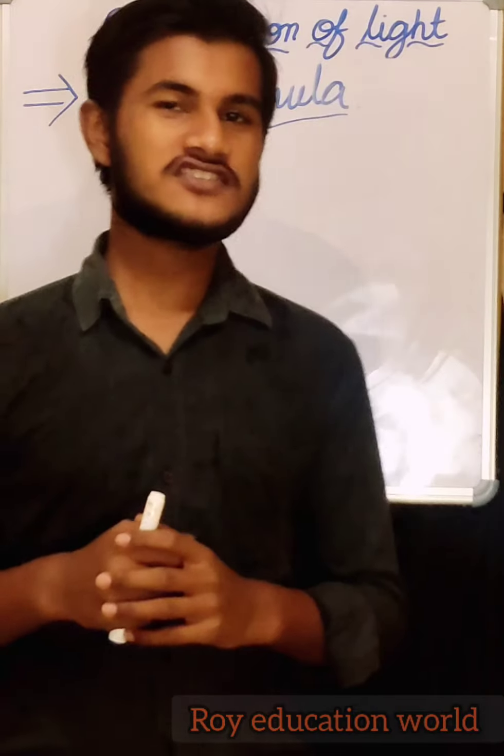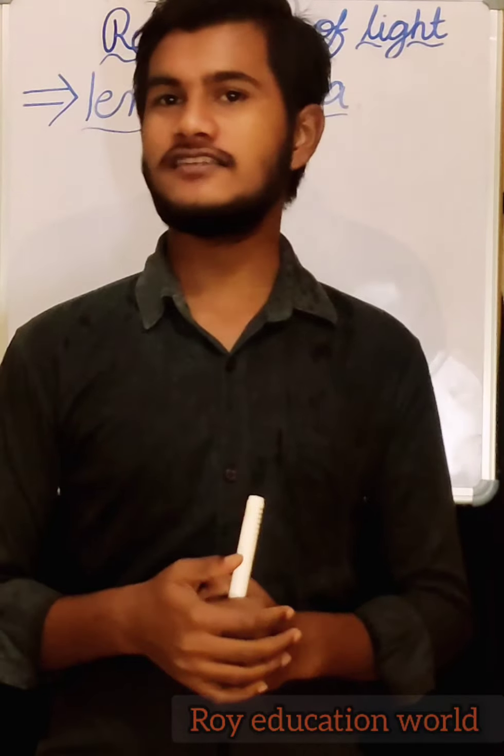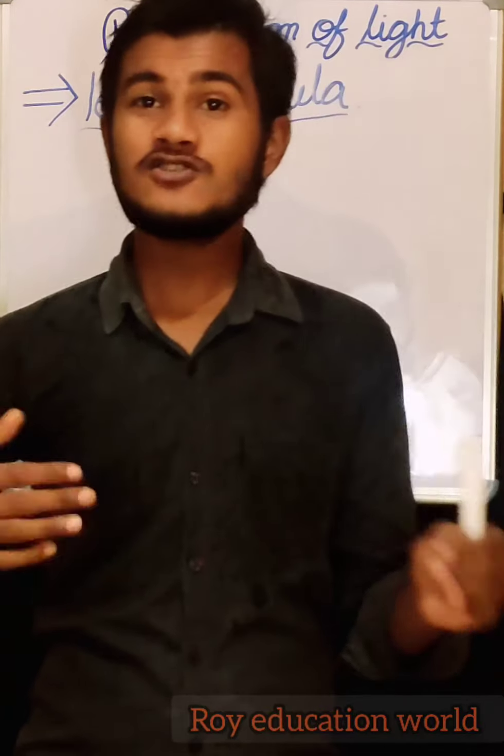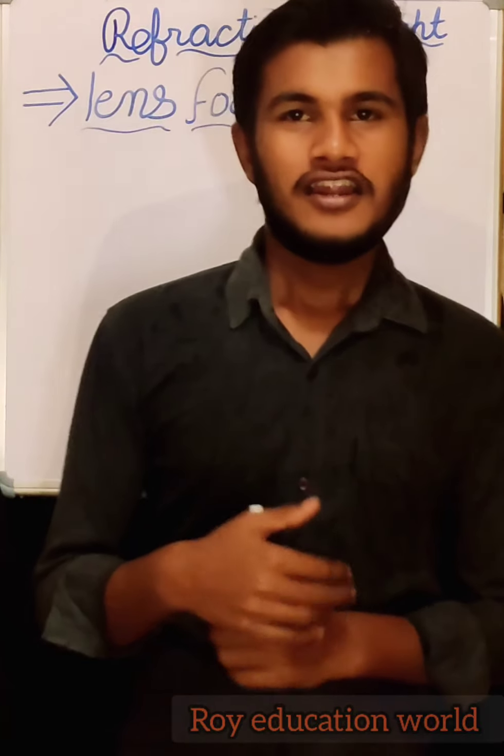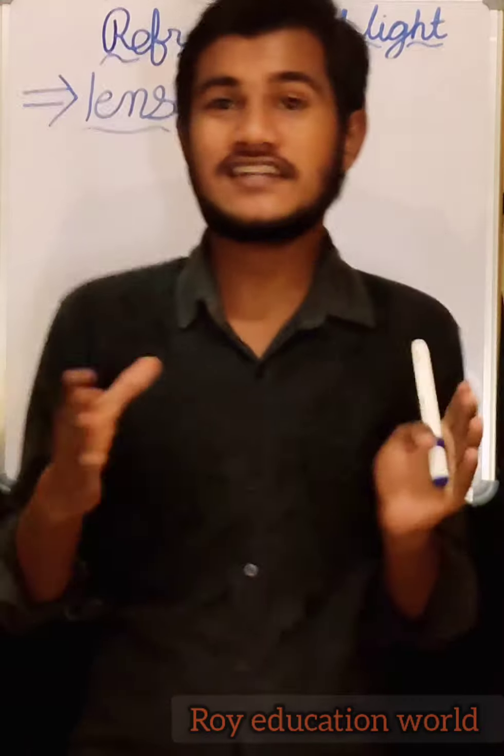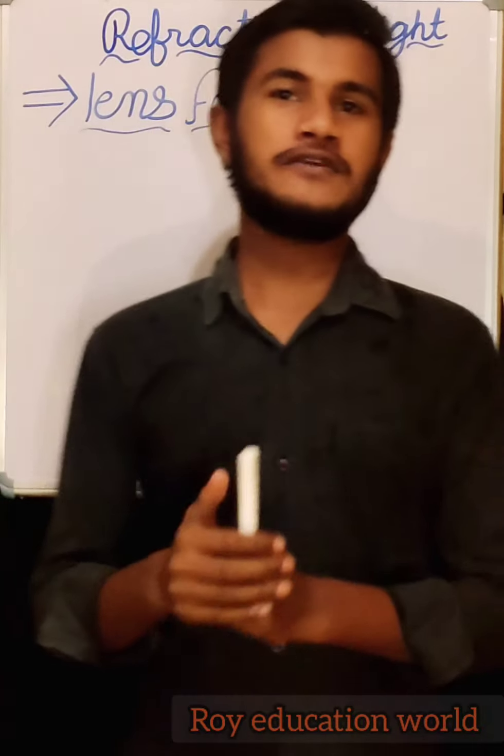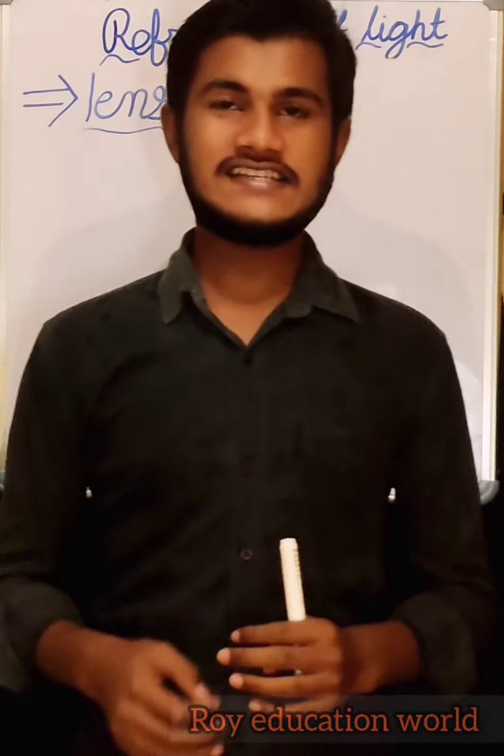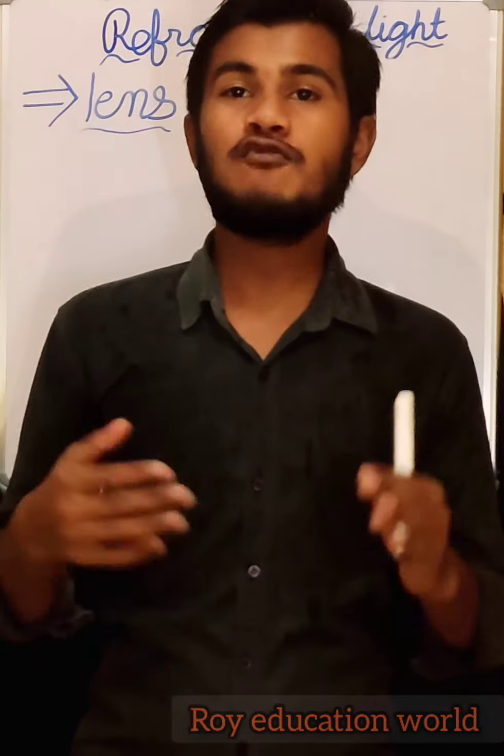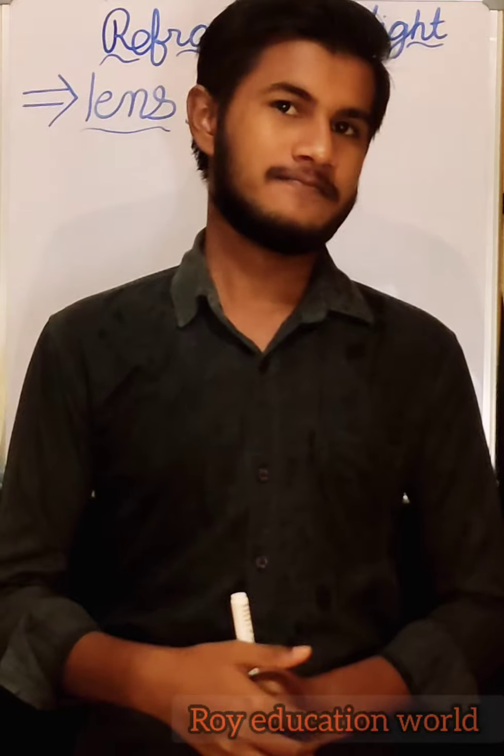Today we have to study the refraction of light. Topic: lens formula. Now we have to see what is lens formula. It is the relation between object distance, image distance and the focal length of the lens.